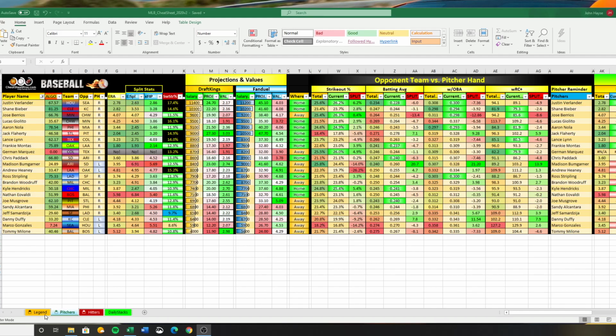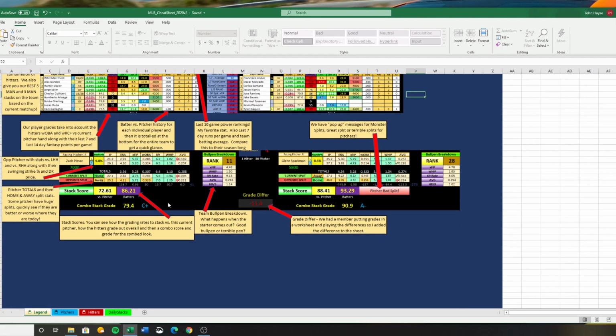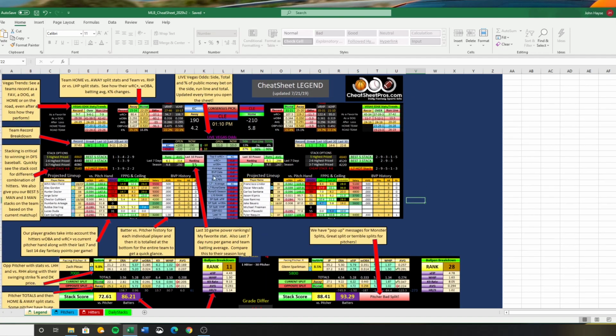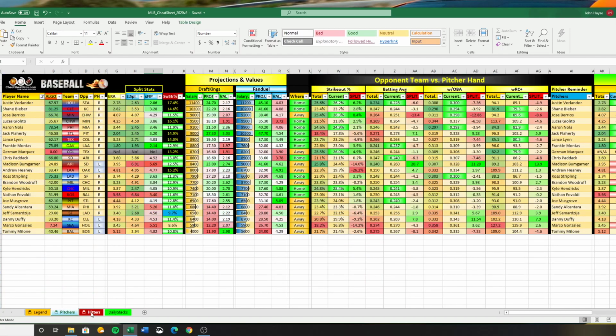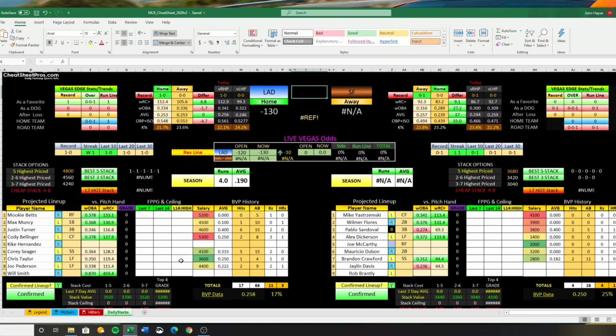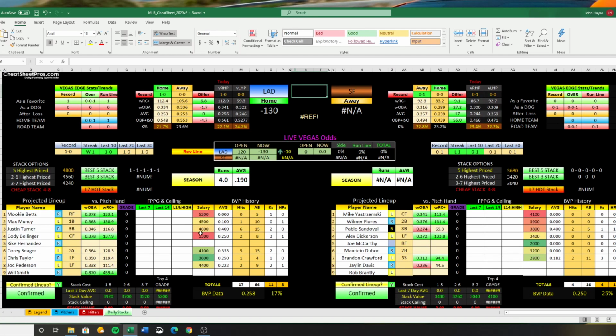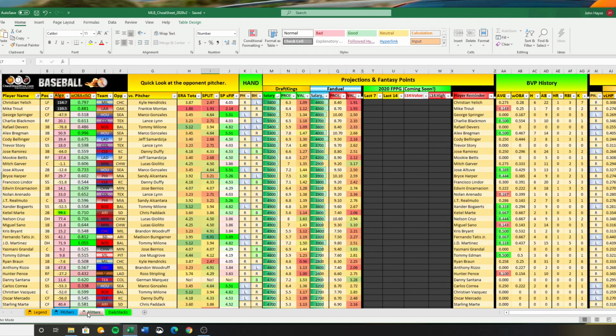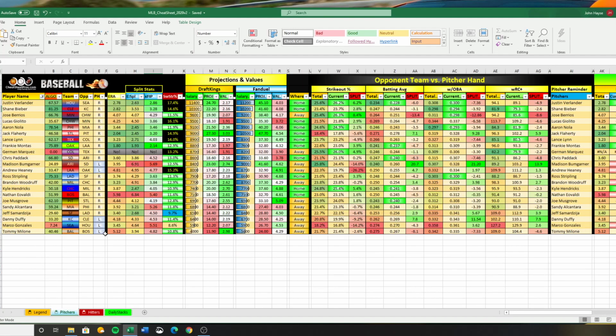So these are your 4 tabs down here at the bottom that we're going to go over. We have your legend, and this is kind of the tutorial. I'll probably need to update it, but it tells you the different things on the sheet, what they do, a little bit about them. Then we have pitching, hitting, and our daily stacks tab. So the daily stacks tab I'm still working on, but I'm going to go over that because that's my favorite one to use. So we're going to go ahead and start with the pitching tab.